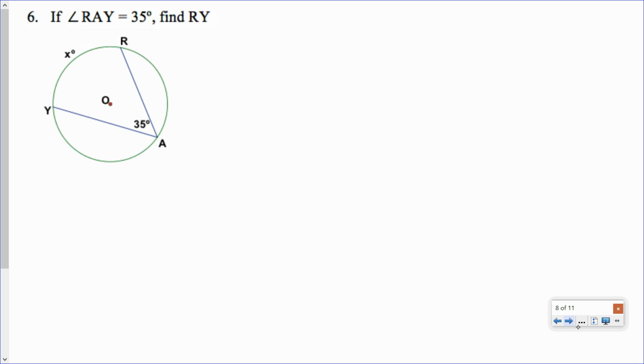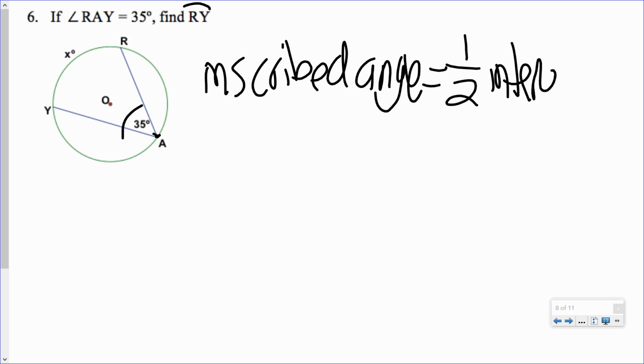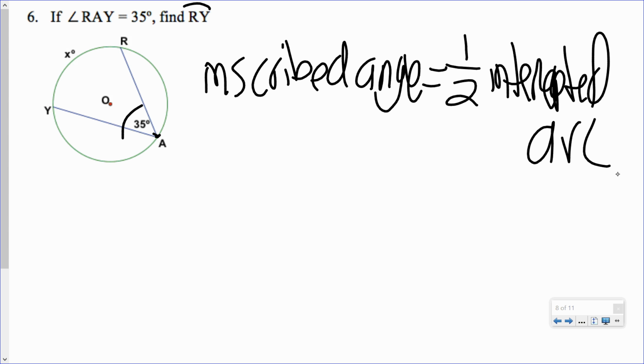Number 6, is the vertex at the center of the circle? No, it's on the circle. When it's on the circle, it's called an inscribed angle. And the rule for inscribed, it's not equal to the intercepted arc, it's equal to half of the intercepted arc. So, if the inscribed angle is 35, then the intercepted arc must be 70. The angle is half of the arc, so the arc is double the angle.